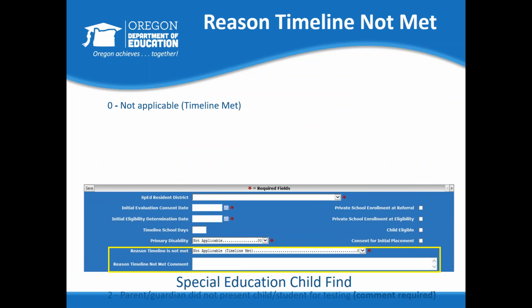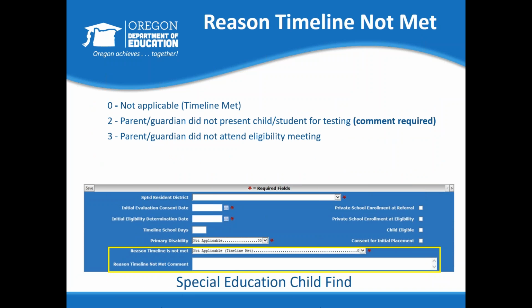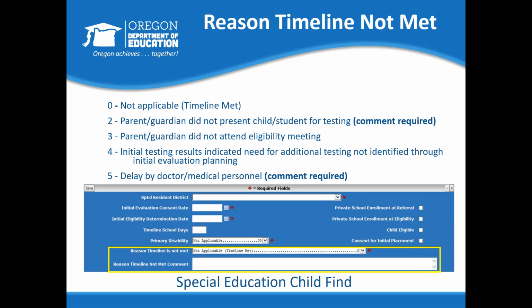Reasons timeline not met. If the number of school days exceeds 60 school days, the reason timeline not met code is entered. Codes 2, 5, and 6 require a comment, and codes 2 and 7 are exemptions. So code 2 is not automatically exempted. ODE will determine the exemptions after reading the comments. Comments and clarification should be as specific and thorough as possible. Codes 5 and 6 also require comments, so be as specific as possible.